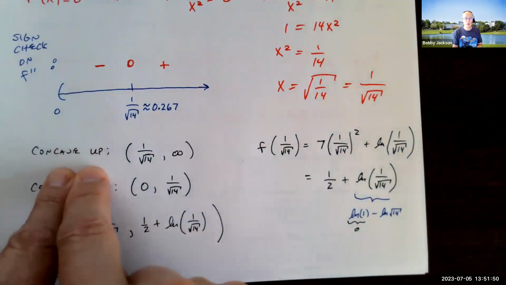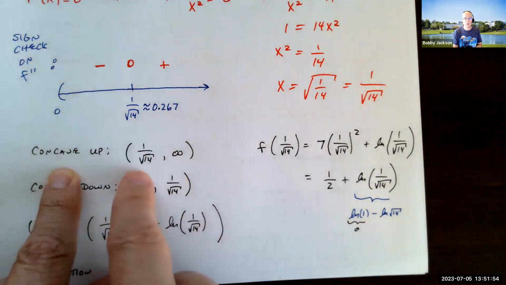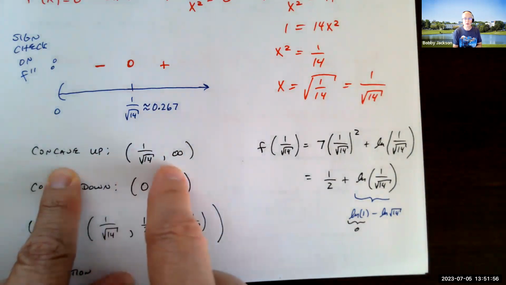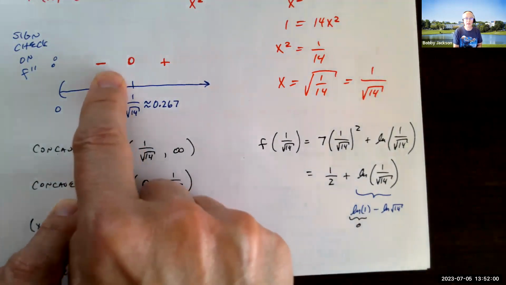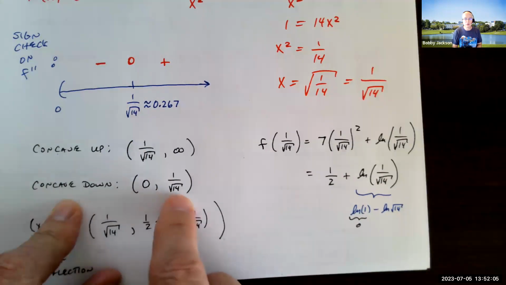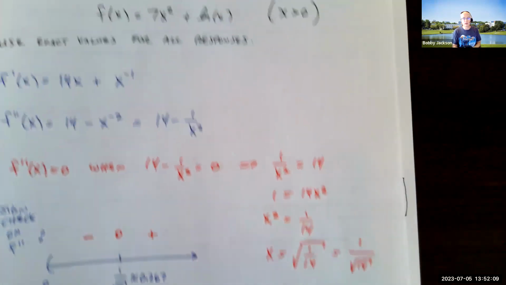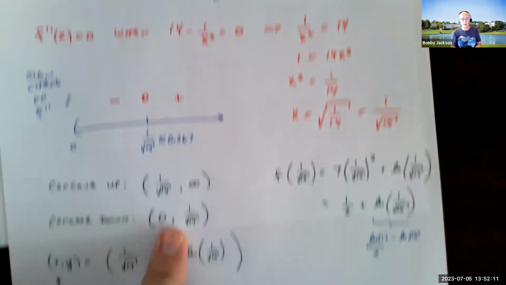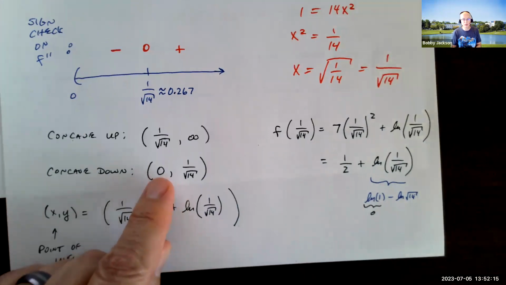We're concave up where the second derivative is positive. So that's on the interval from 1 divided by the square root of 14 to infinity. That's everything up here. And then we're concave down where the second derivative is negative. Notice you have to start at 0 to this point. You can't go to minus infinity here. Again, the domain is only values of x greater than 0. So you're restricted to that domain. So be very careful. You cannot put something other than 0 here.